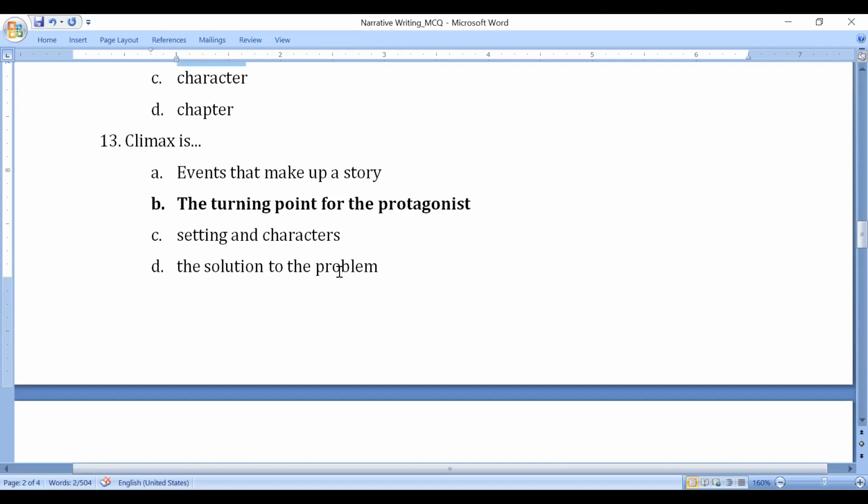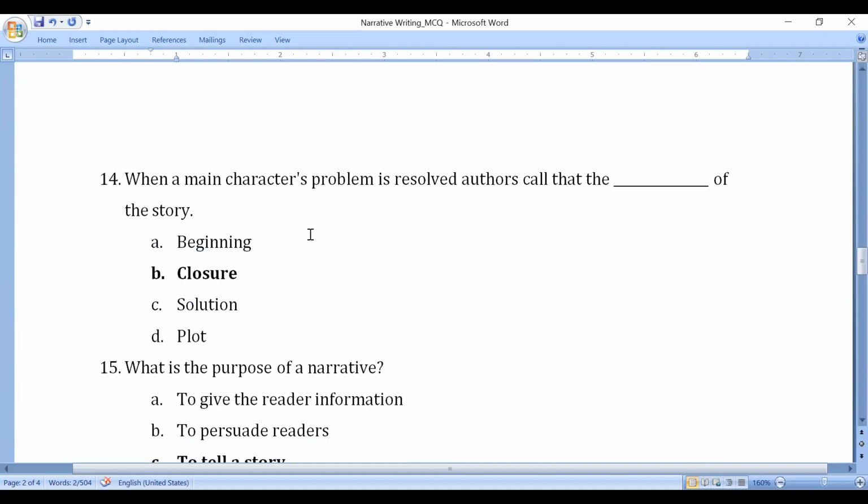Climax. What is climax? Is it the events that make up a story, the turning point for the protagonist, settings and characters, or the solution to the problem? It is the turning point for the protagonist, the climax.